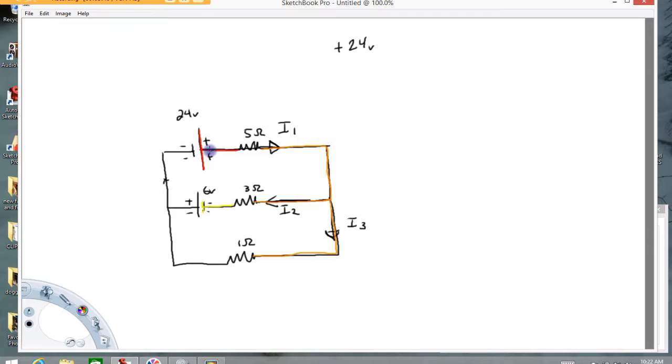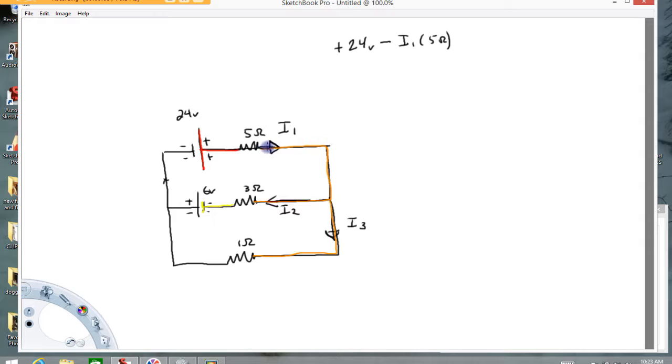Ladybug would be at the red potential. Now as that ladybug walks along this path, when that ladybug goes across that resistor, that's going to be a drop in potential. Remember, current always goes from higher to lower potential. So we're going to drop by an amount I1 times 5 ohms. And this is by Ohm's law. Voltage equals current times resistance.